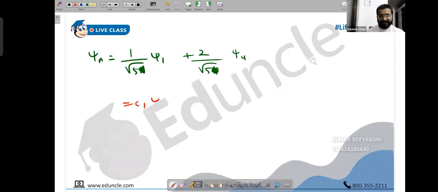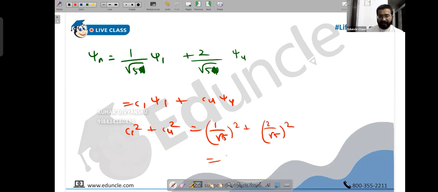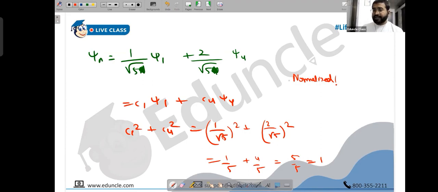Let's say we can write this as C1 psi 1 plus C4 psi 4. Okay. So C1 square plus C4 square. So that's 1 upon root 5 square plus 2 upon root 5 square. So that's 1 by 5 plus 4 by 5, which is 5 by 5, which is 1. So it's normalized. Again, this could also be one of the options in MSQ. The given wave function is normalized, something like that. Okay. So that's there.